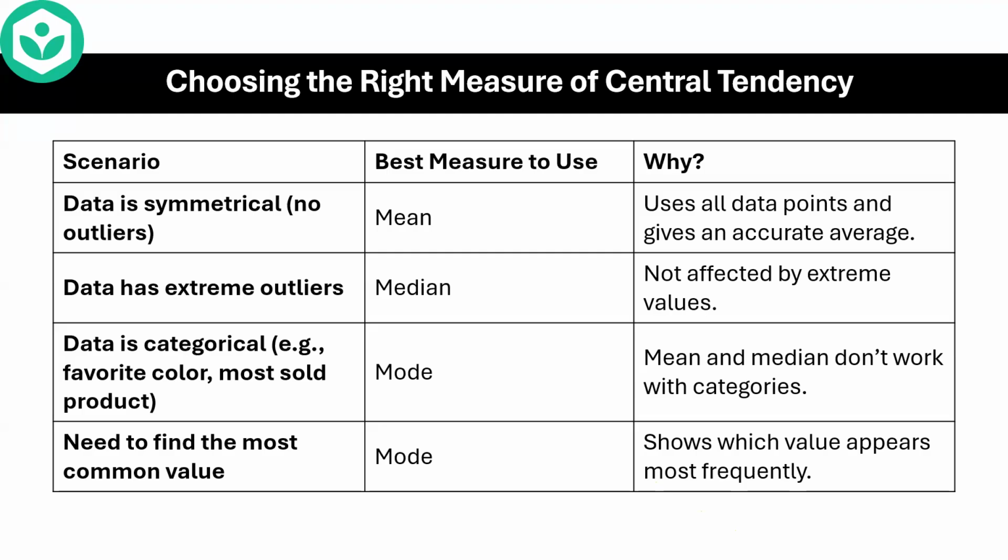And if the data is categorical, like favorite color or most sold product, then we'll go ahead with the mode. Mean and median don't work with categories, as we discussed in our last class, because they are not numerical values. We need to find the most common value, and again, mode will help you here. It shows which value appears most frequently. Let's say you have test scores from your class and you want to see what score was the most frequent one. Most of the students are getting 50 out of 100, let's say. So that can tell you.